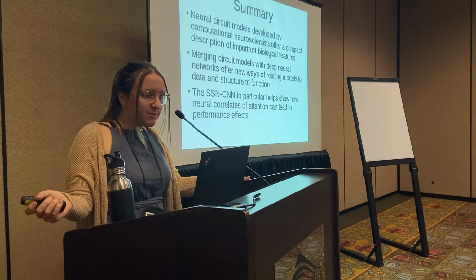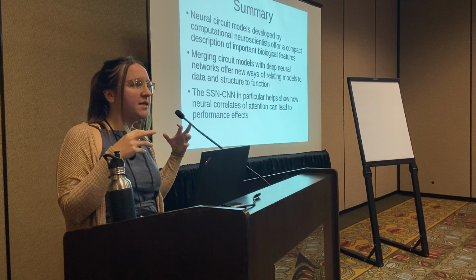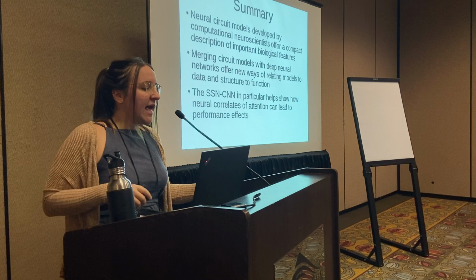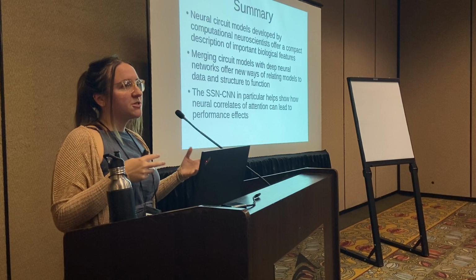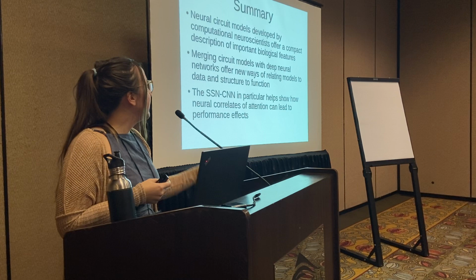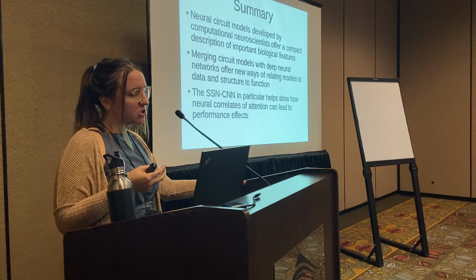So to summarize, I would say that neural circuit models offer a compact description of the important biological features that we might care about in building computational models. And by merging these existing models with deep neural networks, it offers a new way of relating the deep neural networks to data. But on top of that, it also offers a new way of relating structure to function in these models. And in the particular example that I showed, putting the SSN into a convolutional architecture offered a new way of studying the neural and the behavioral effects of attention.